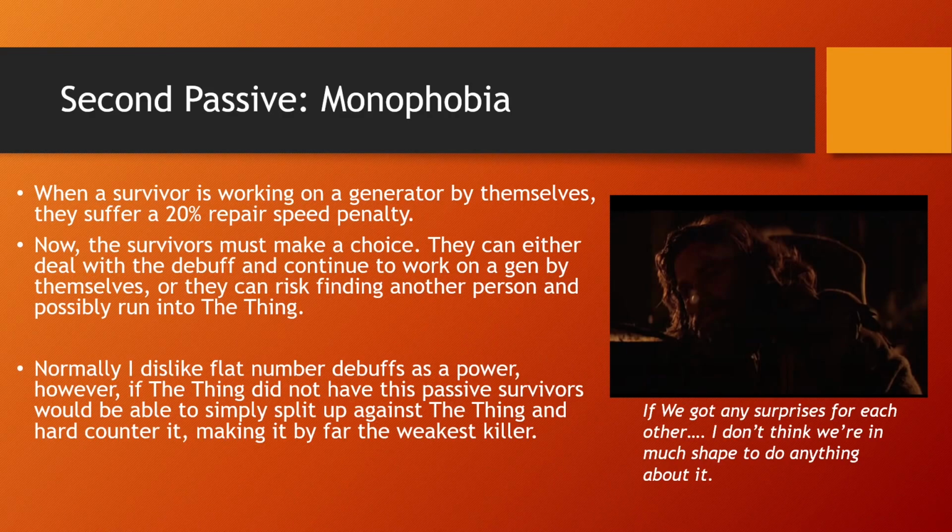So a survivor now has a choice when they're working on a generator by themselves. They can either just sit there and tank the repair penalty, which would suck pretty hard, or they can go out and try to find another survivor to work on a gen with, in which case they won't suffer the repair penalty anymore. But now they're dealing with the paranoia. Meg walks into the building and she sees Dwight working on the generator, and now she's like, okay, I could go work with Dwight on this, but risk him being the Thing.